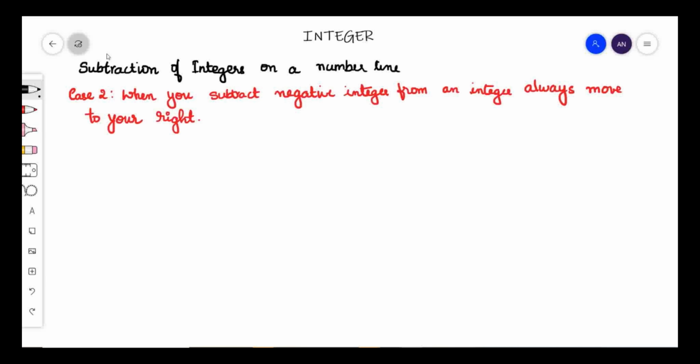See, what does this case say? When you subtract a negative integer from an integer, this could be a positive integer or a negative integer, you have to always move to your right, that is this side. Okay, let me take one example. Now let me subtract a negative integer from a positive integer first. So let me take 5 minus minus 4. Okay, so let us first draw the number line.